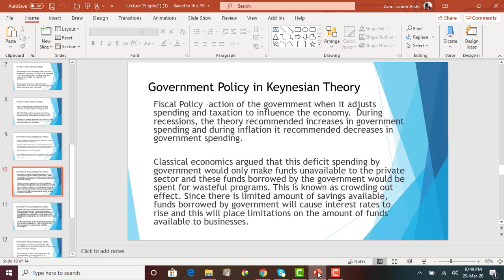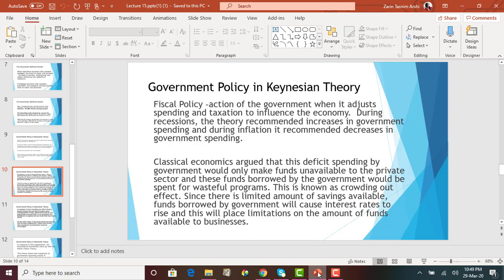So under the Keynesian theory, there is another concept called fiscal policy. This is important. There is one specific chapter on fiscal policy, which we will discuss right after the midterm. But for the midterm, you still need to know what fiscal policy is. Okay, so the next few slides are very important for your multiple choice questions, so make sure you understand.